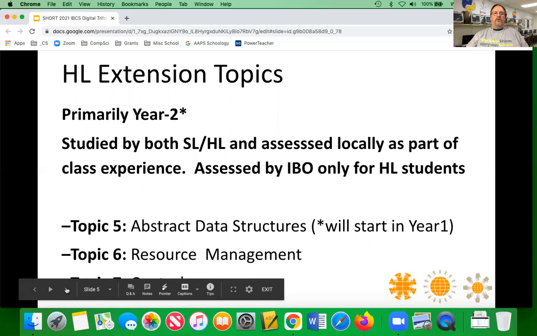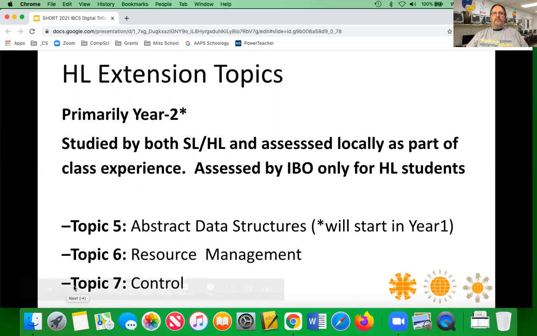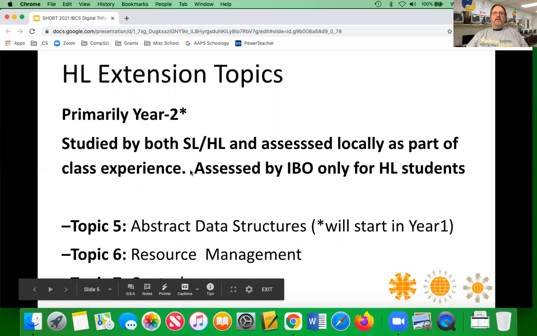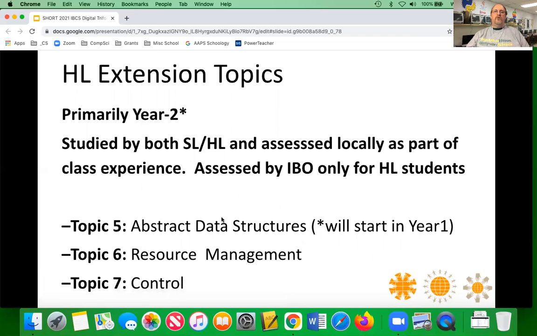As our classes are both two-year classes and they are typically co-seated, that means that our SL students will experience these concepts in class, and I will assess them locally as part of their grade for school, but they will not be assessed on that for the IB.